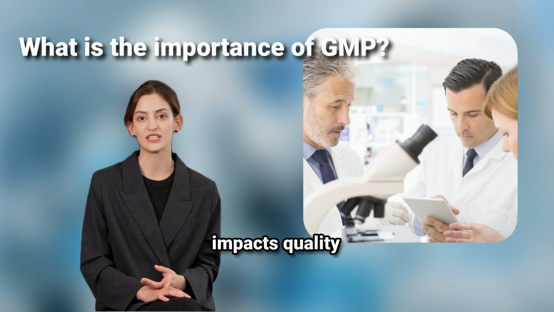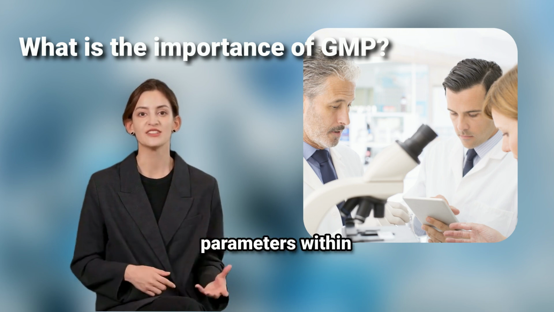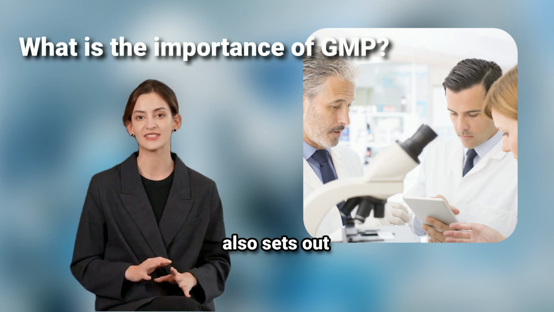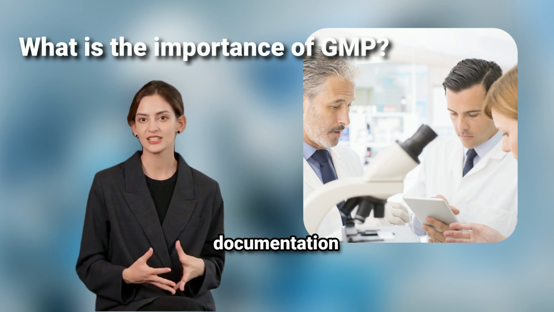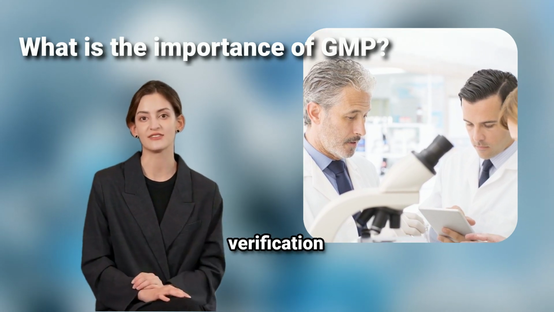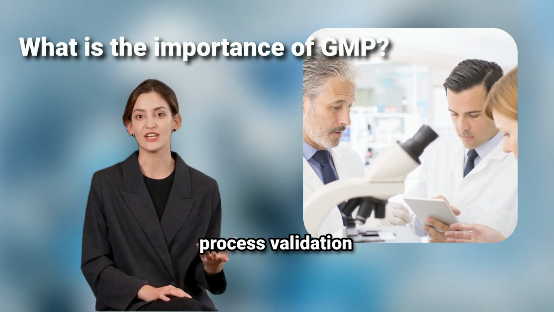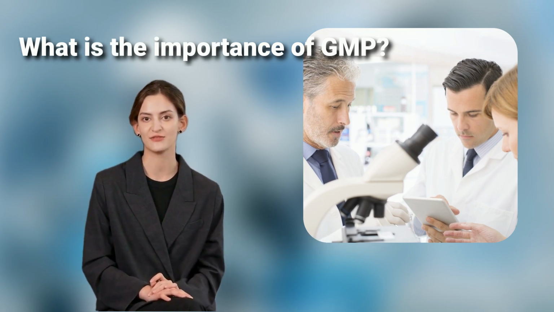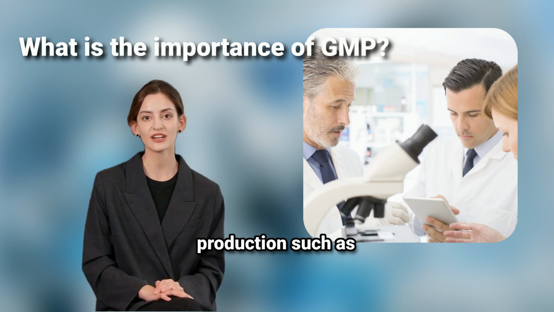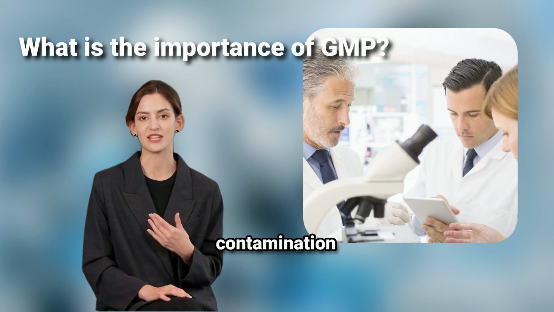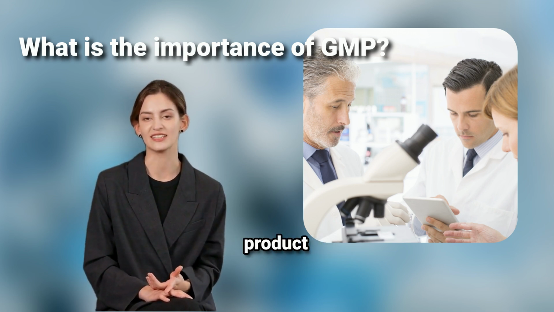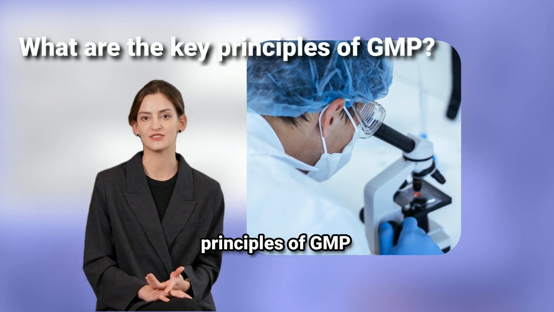GMP impacts quality control by defining the parameters within which pharmaceutical products must be manufactured. It also sets out requirements for documentation, personnel qualifications, sanitation, equipment, verification process, validation, and complaint handling. Furthermore, GMP helps minimize risks involved in pharmaceutical production, such as cross-contamination, mix-ups, and deviations that can compromise the quality of the product.